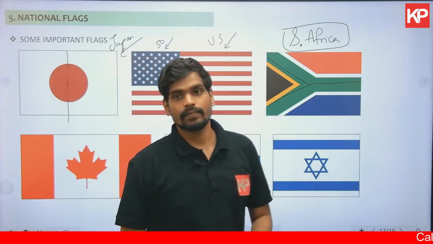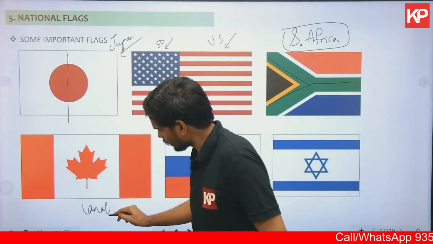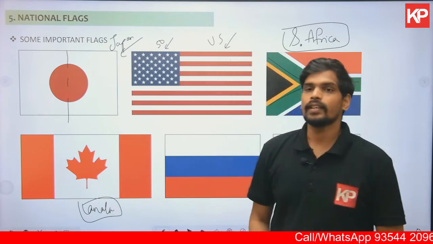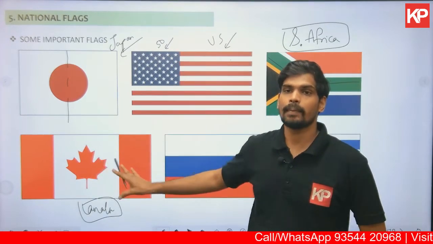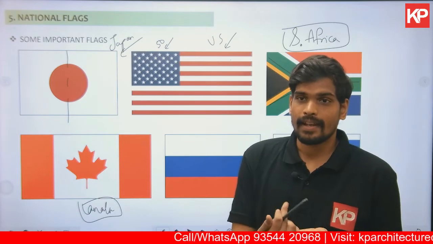So that is South Africa's flag. Then you have the flag of Canada. The flag of Canada has three rectangles with the central white part in which you have the leaf, which is a symbol of Canada itself.